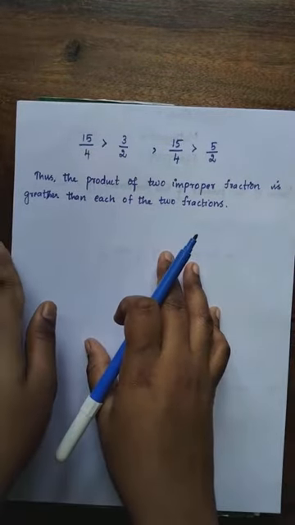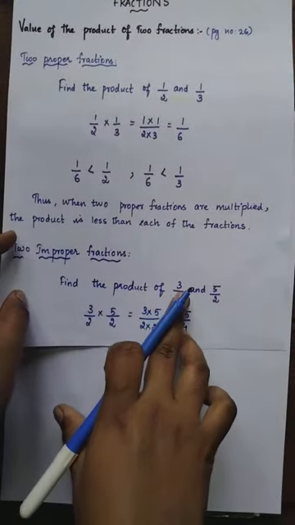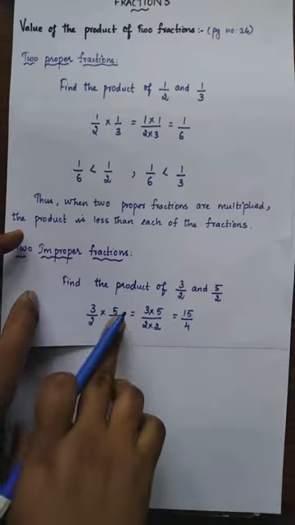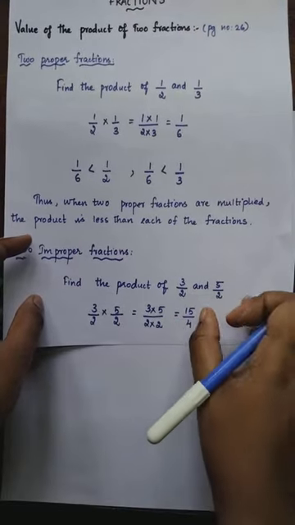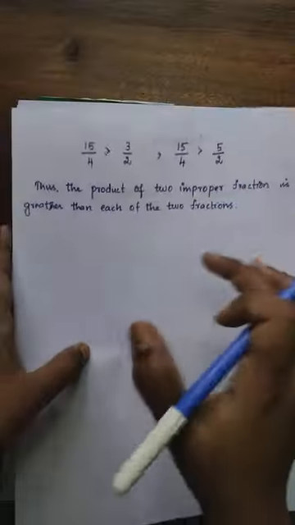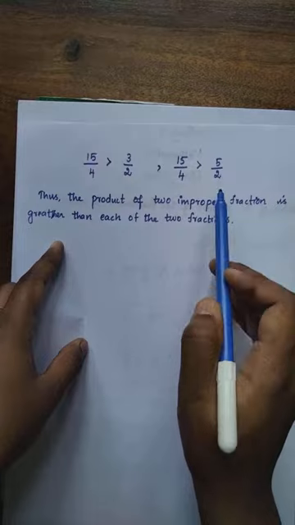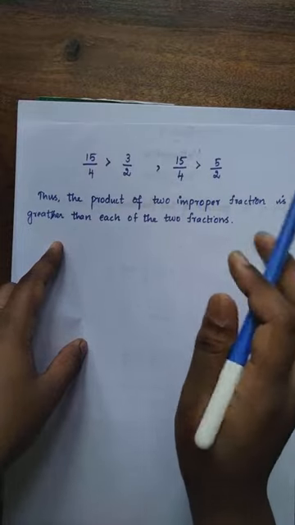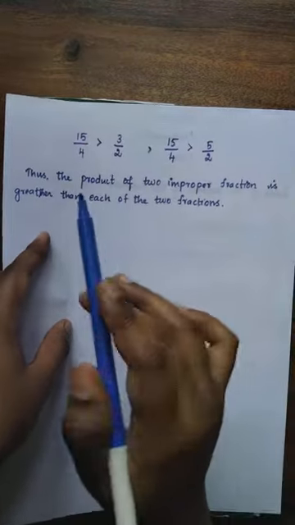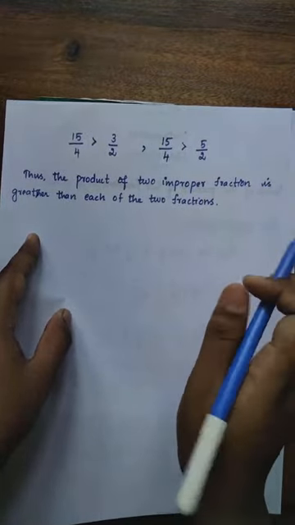First we need to take two improper fractions. Here the improper fractions are 3 by 2 and 5 by 2. First find the product of the two fractions, that is 15 by 4. Then compare with the given fractions. 15 by 4 compared with 3 by 2, here 15 by 4 is the greater one. Then compare with 5 by 2, here also 15 by 4, that is our product, is the greater one. So the product of two improper fractions is greater than each of the two fractions.